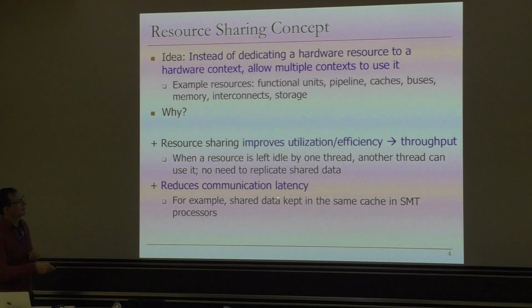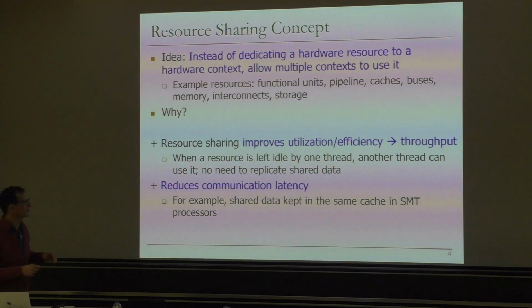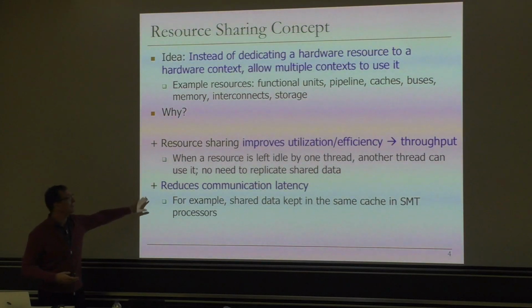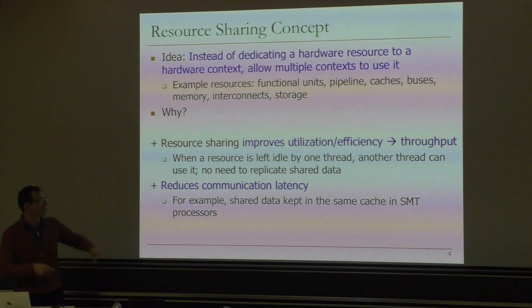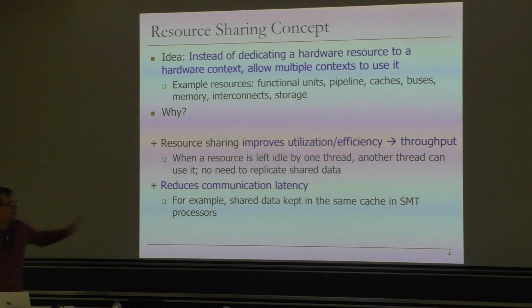For example, if you have a multi-threaded processor, a simultaneously multi-threaded processor, Intel calls this hyper-threading. I like simultaneous multi-threading better. But basically, if you have a simultaneously multi-threaded processor, you're executing multiple threads at the same time. They access the same cache. And if they're sharing data, you don't need to replicate the data, right? And that data is in the same cache, so you reduce the latency of access as opposed to going to a different cache. That's the idea.